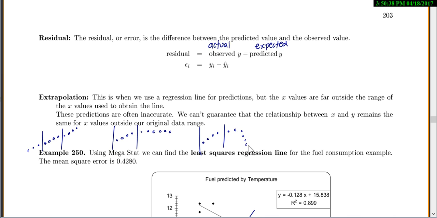Or maybe it would look like that, but then outside of that, it started going down. The point is that outside of your actual data range, you don't know what the rest of the data is doing. It might keep being in line, but it might have a reason to level off, or even start going back down. Those are all very realistic, real-life situations that this could happen. So if your x values are pretty far from the data you used to get your line, realize that your predictions might not be accurate.